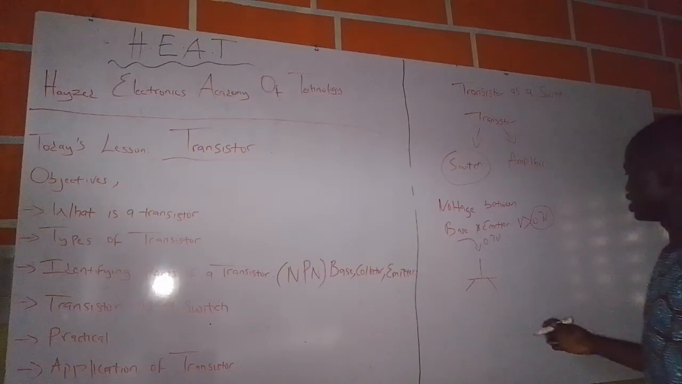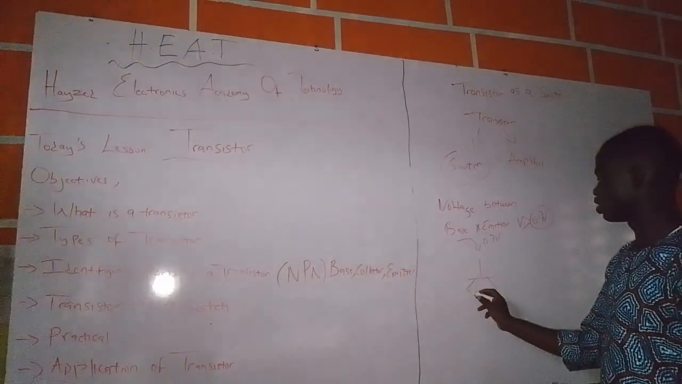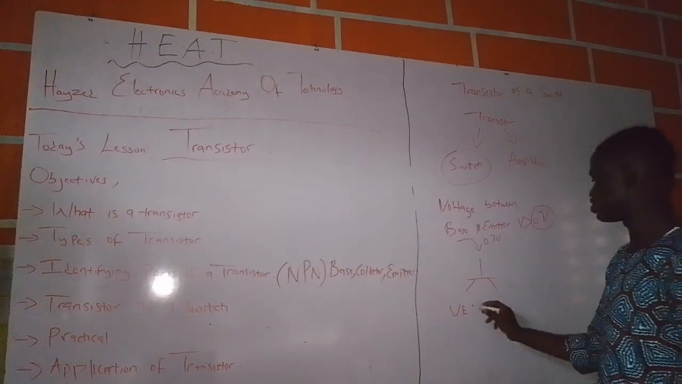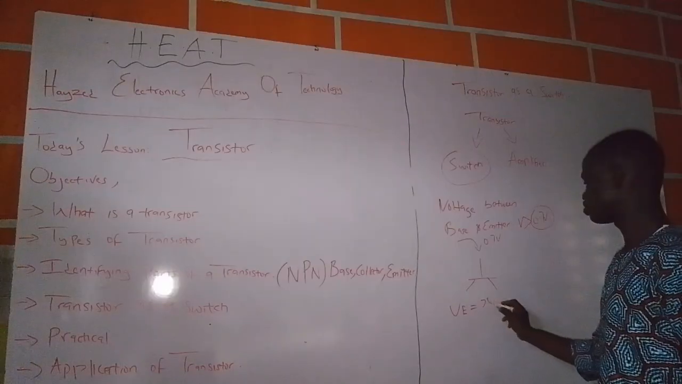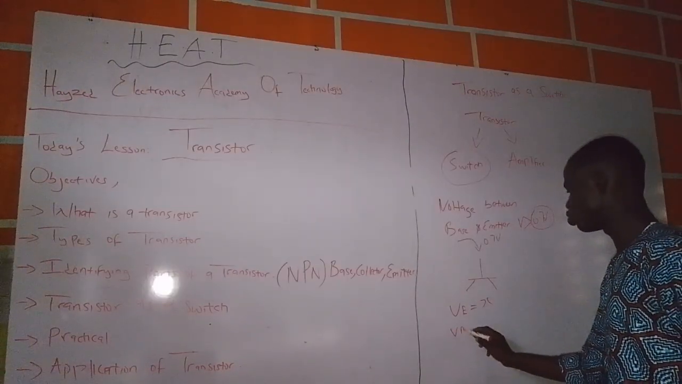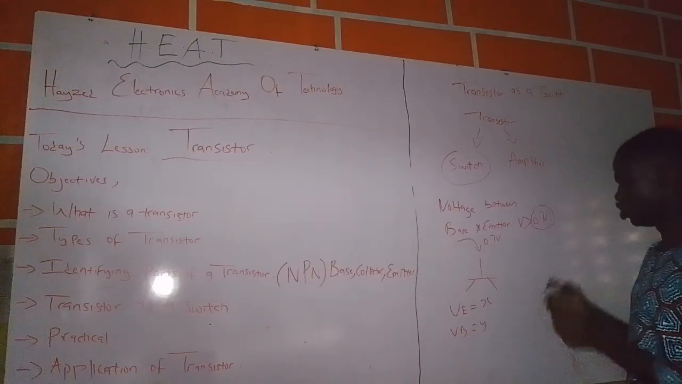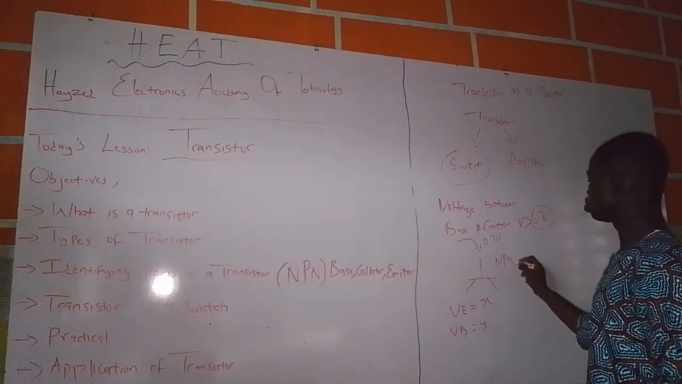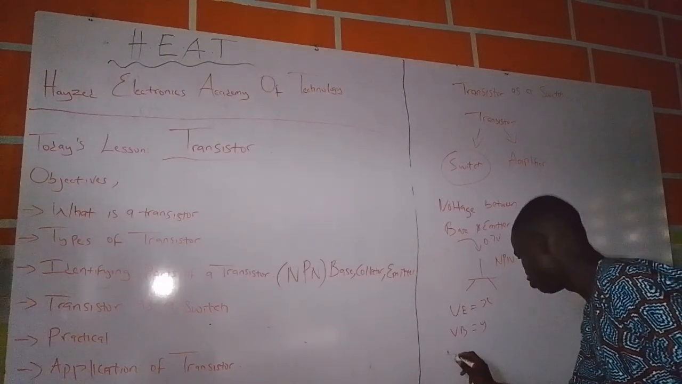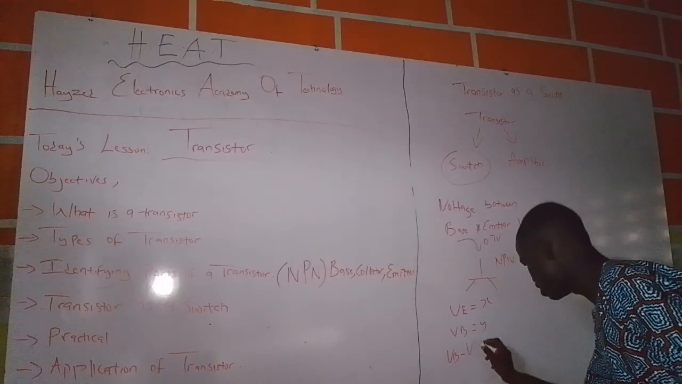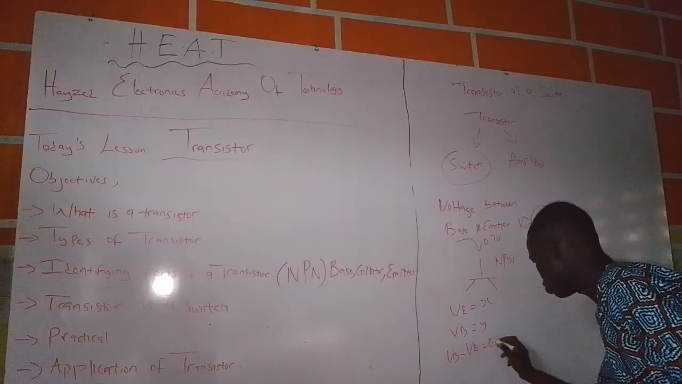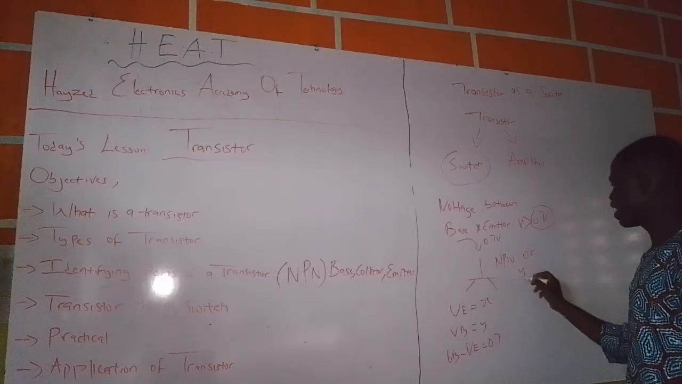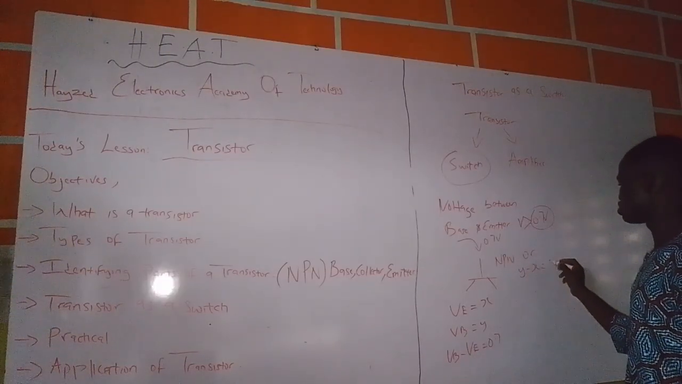Or it means that if the voltage in the emitter is, let's say, X, and the voltage in your base is Y, the only way your transistor, especially your NPN transistor, can turn on is if VB minus VE is equal to 0.7, or Y minus X is equal to 0.7.